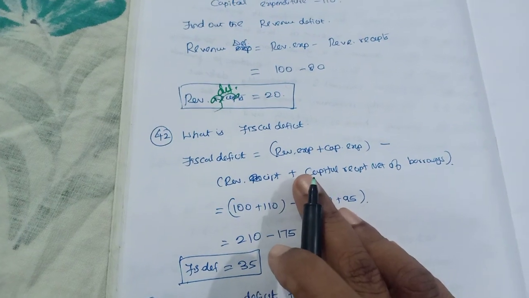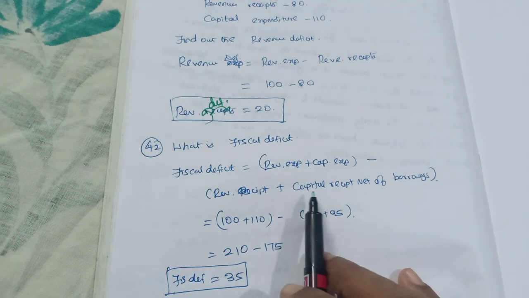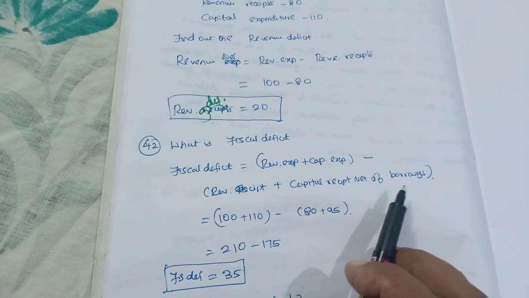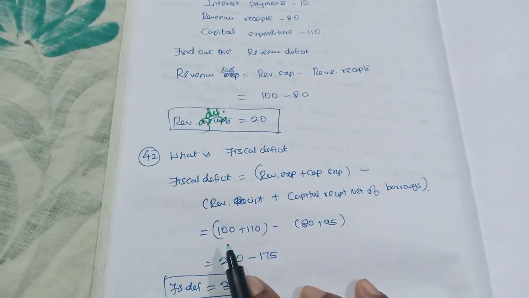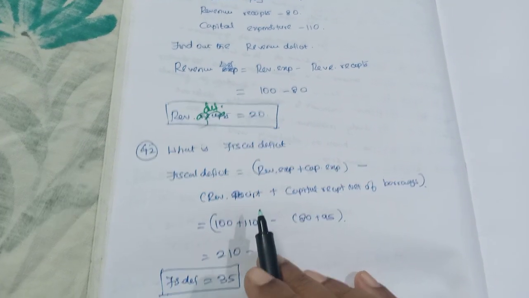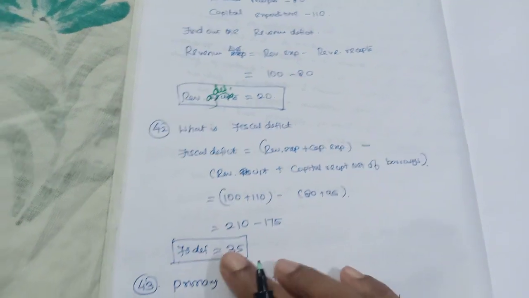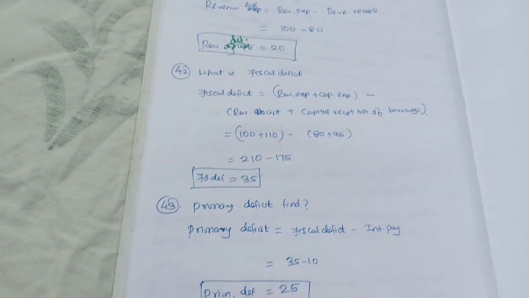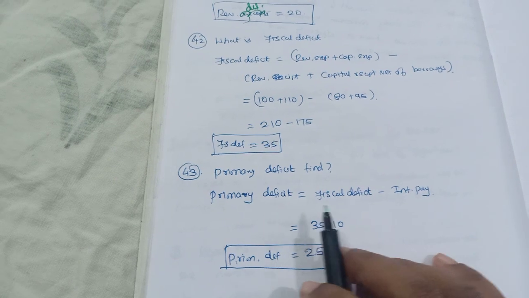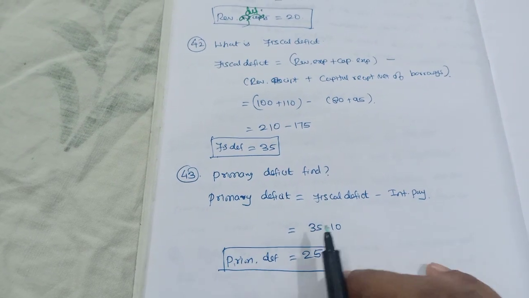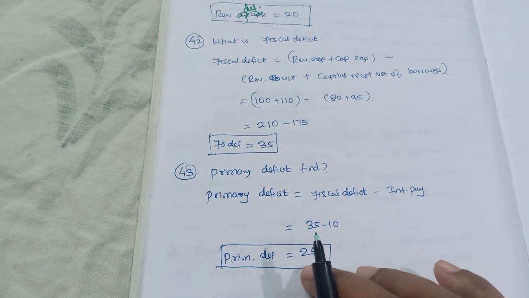Next one, what is fiscal deficit? Fiscal deficit is revenue expenditure plus capital expenditure minus revenue receipts plus capital receipts net of borrowings. Revenue expenditure plus capital expenditure is 100 plus 110. Next, revenue receipt is 80 and capital receipt net of borrowings is 95. By solving this, I am getting the fiscal deficit to be 35. Next one, what is primary deficit? For the primary deficit, the formula is fiscal deficit minus interest payment. Fiscal deficit is 35, interest payment is 10. So altogether, I am getting primary deficit as 25.